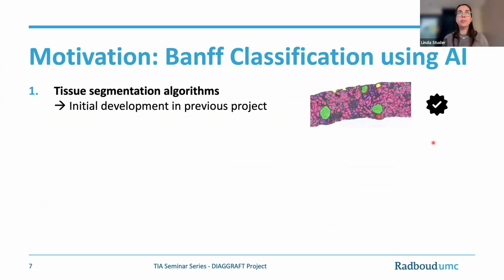Can we do this Banff classification with the support of AI to help pathologists be a bit faster, to just screen and look at all of these tissue sections and this extensive scoring system? So of course, we need to do tissue segmentation since we're looking at things happening in different tissue compartments. This part of the project is done. Actually, the start of this was already done before the DIAGGRAFT project started. There was another PhD student working on a project that focused on tissue segmentation.